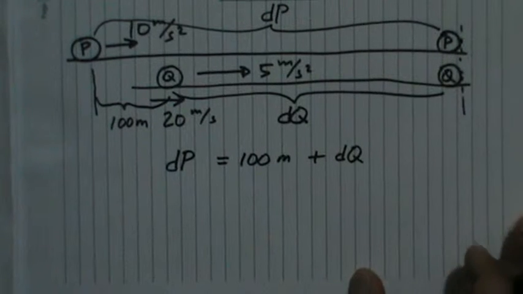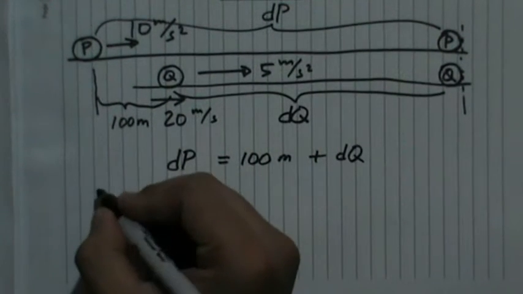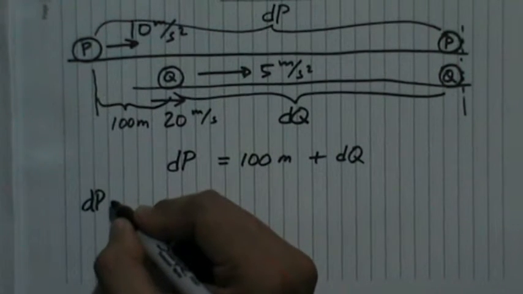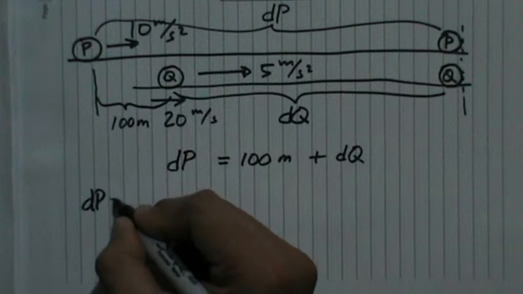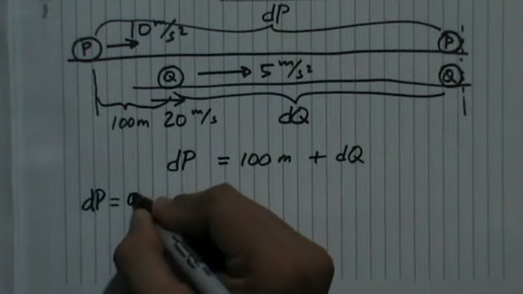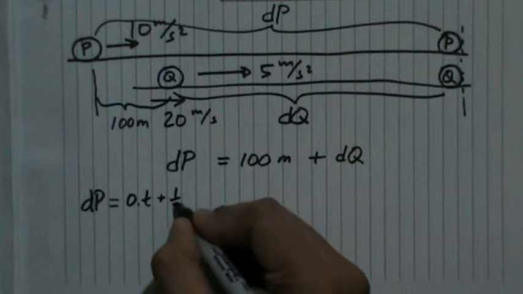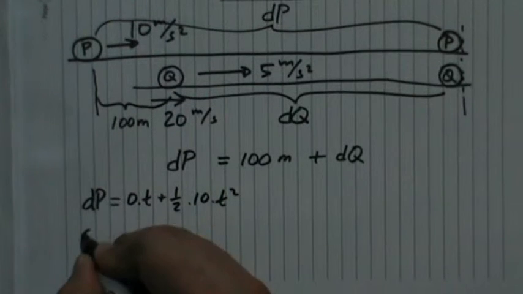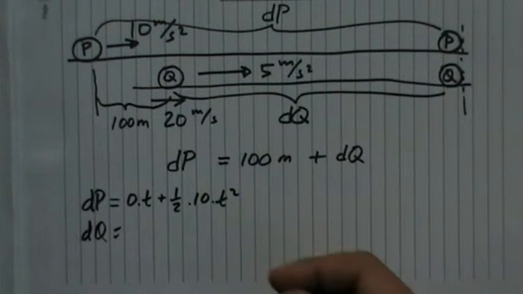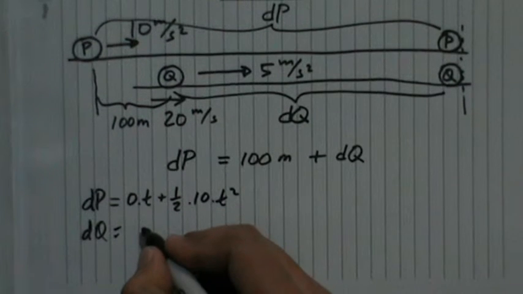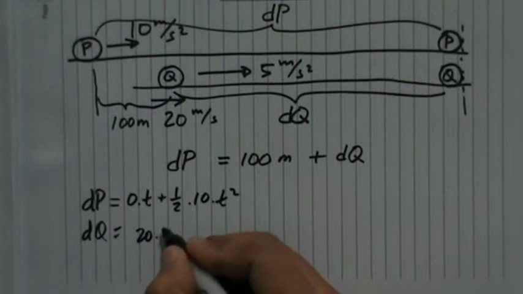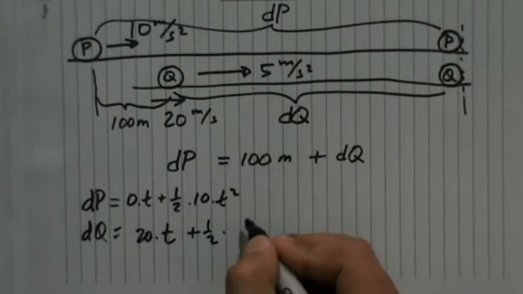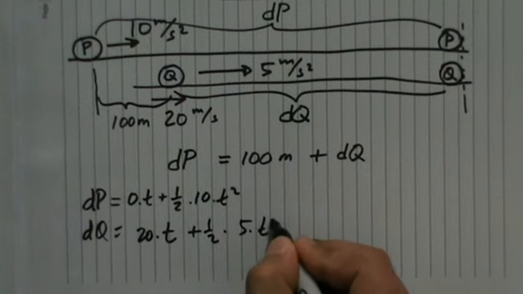Alright, now let's define every distance we have here. For example, for P, it will be 0 times t plus 1/2 times 10 times t square. And the distance traveled by Q here is the initial speed 20 times t plus 1/2 times 5 times t square.